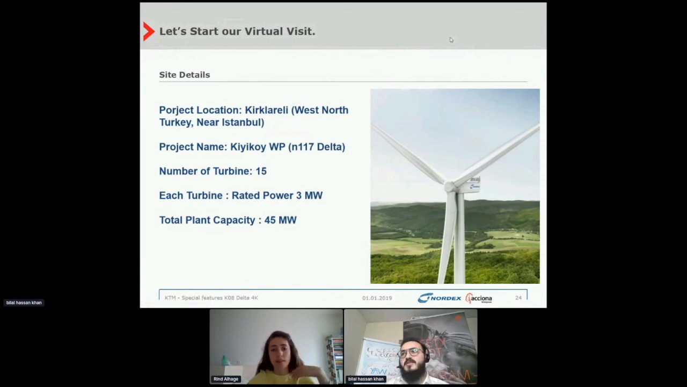The location is Kırıkkale. It's near the west north of Turkey, and the project name is Kiyekoe. And the turbine model we installed here is the N117 Delta, which we are going to visit. This turbine's rated power is 3 megawatts, and the whole project is about 45 megawatts. So we are going to visit this project right now.